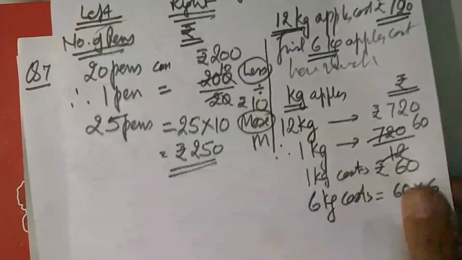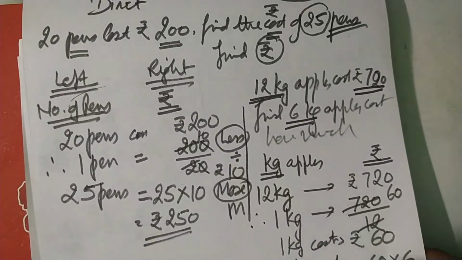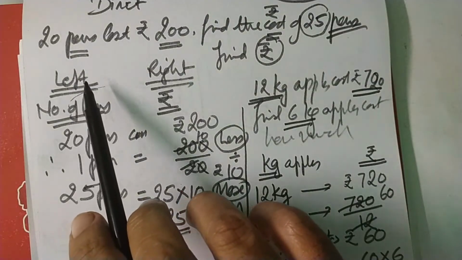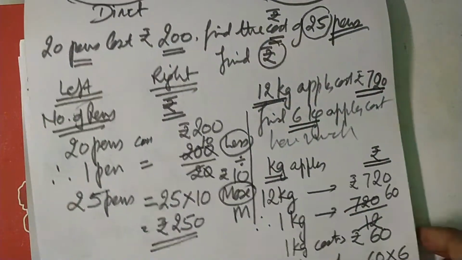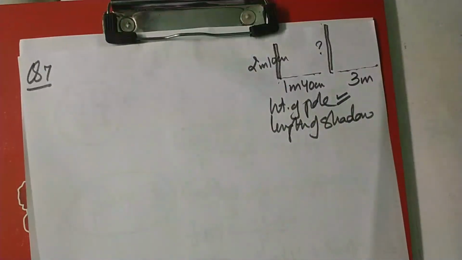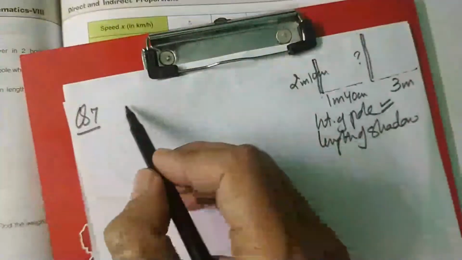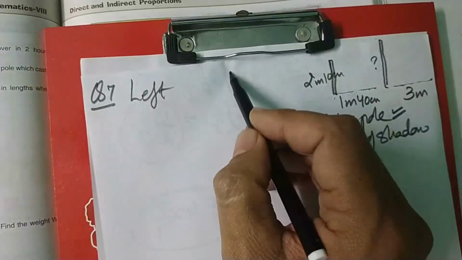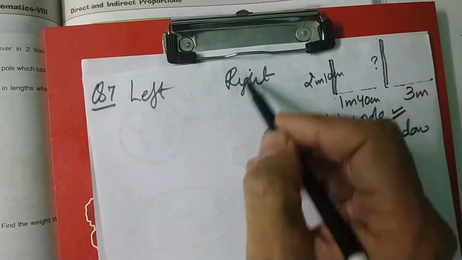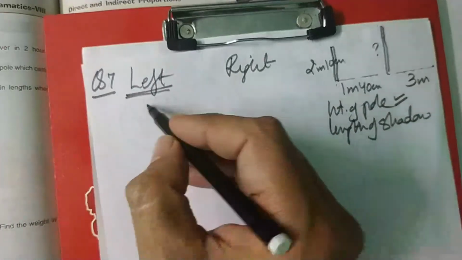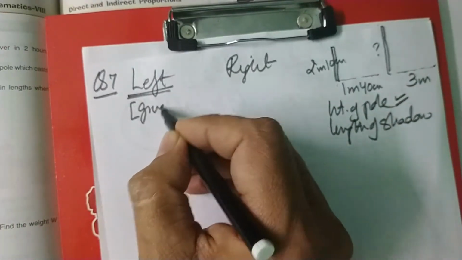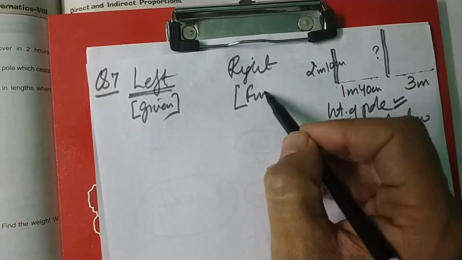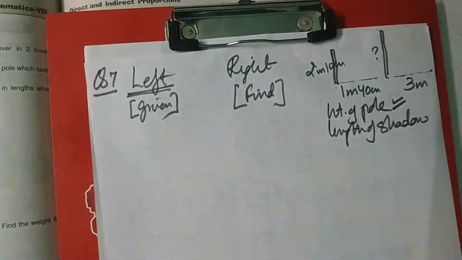So I told you what is kept. You can see this video again and understand what is kept on the left side and what is kept on the right side. Left side we write whatever is given in the question, and on the right side we will write whatever we have to find.